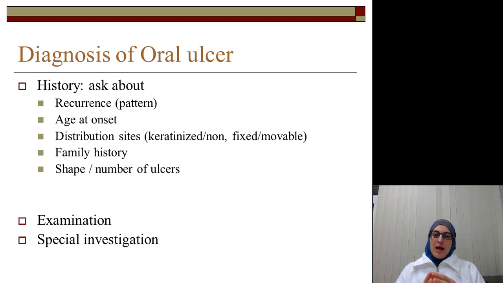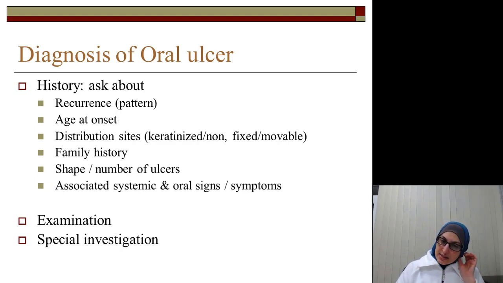Some ulcers or some, let's say, conditions tend to develop a particular shape, and the main one is RAS. RAS usually has a very uniform circular shape of the ulcer, while other ulcers, in lichen planus for example, or vesiculobullous diseases, tend to spread and be irregular, big in size and irregular in shape.